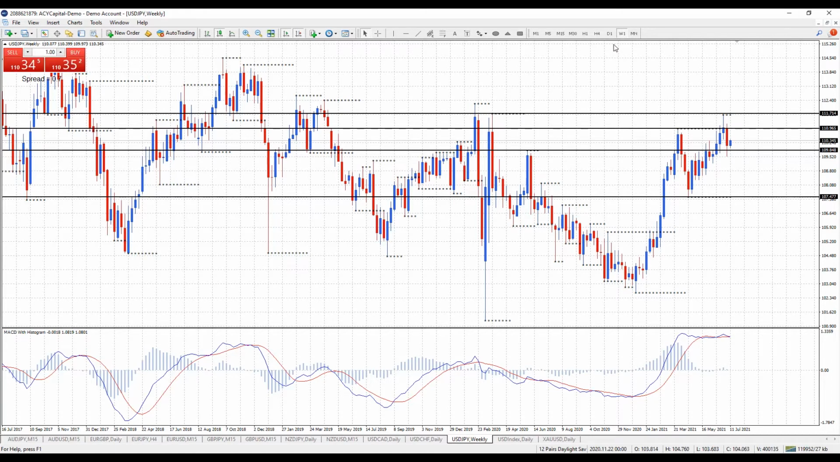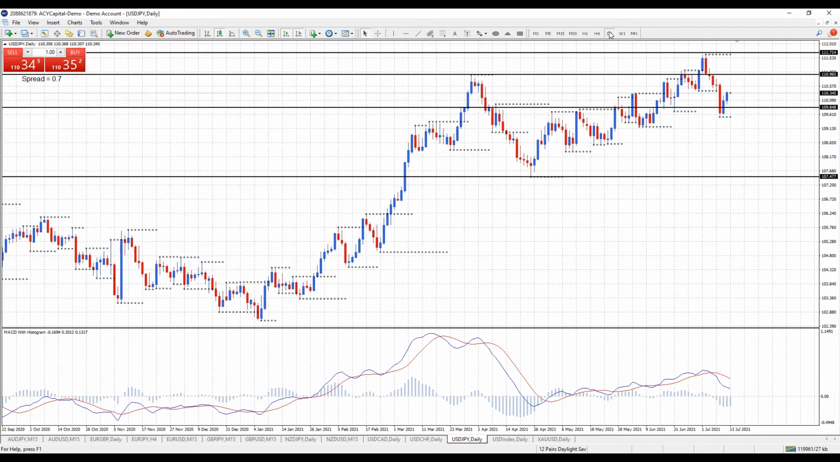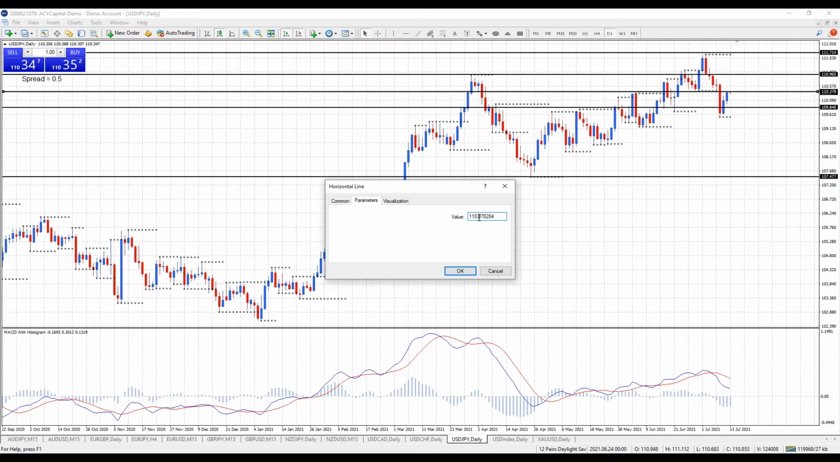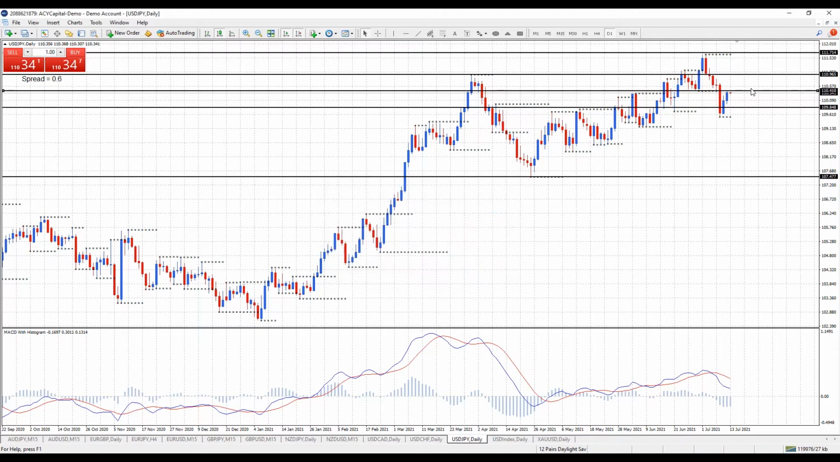Moving down to the daily, and here it is. I just want to put in the daily resistance levels. There's one here at 110.41, which we're just holding at the moment. And then this one up here at 111.11. If price could get up to that level, then we'll have the potential head and shoulder pattern forming.